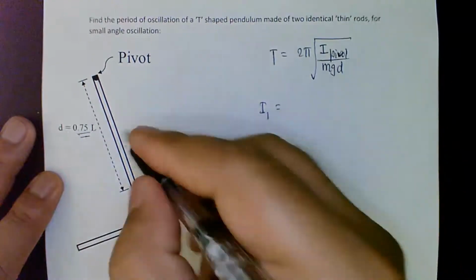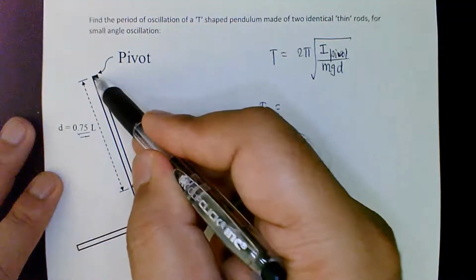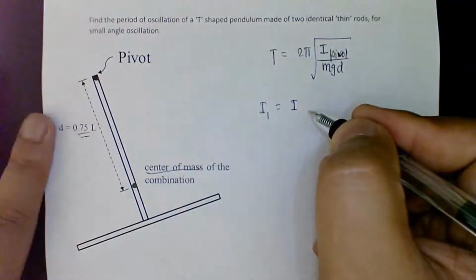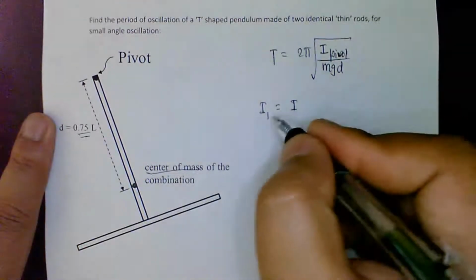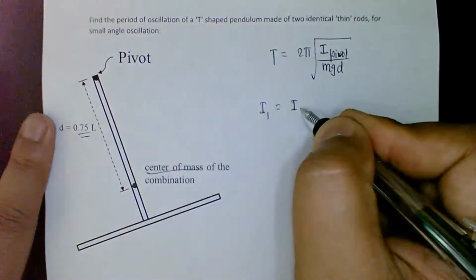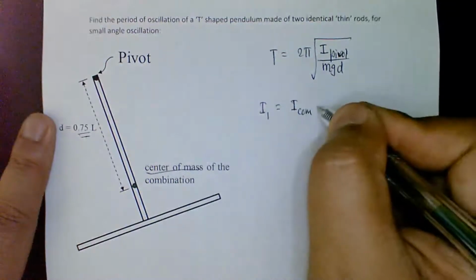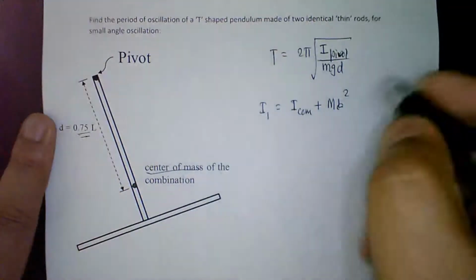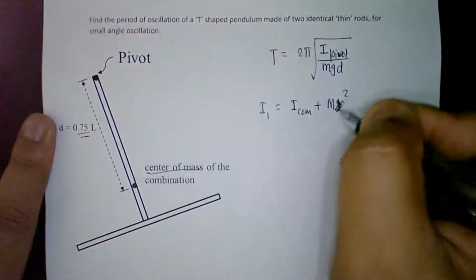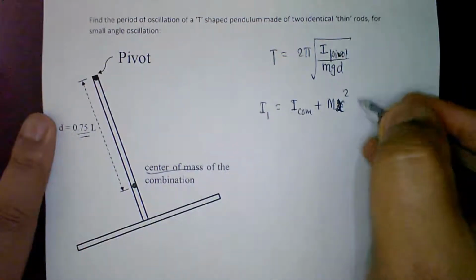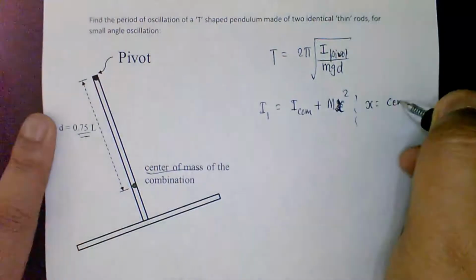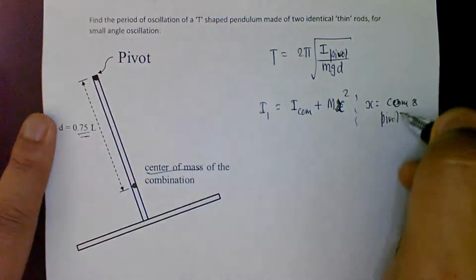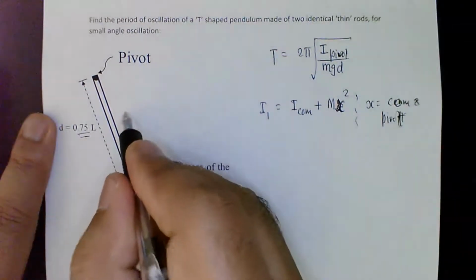Here it's pivoted at the end of the rod, so it's easy. It's called the parallel axis theorem. The moment of inertia about any pivot point is given by the moment of inertia about its center of mass, which is given to you, plus m d square, let's say m x square, where x is the distance between this center of mass and the pivot point. In this case, L over 2 for the first rod.